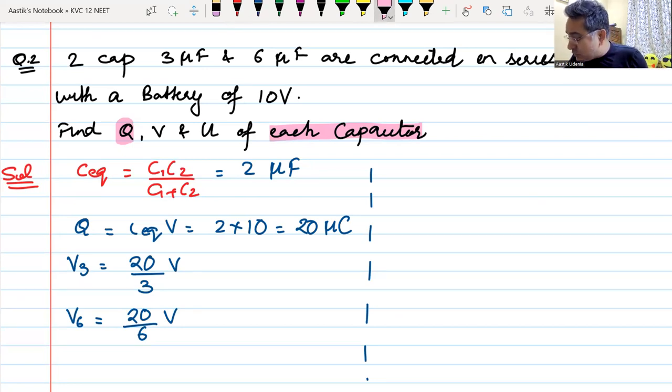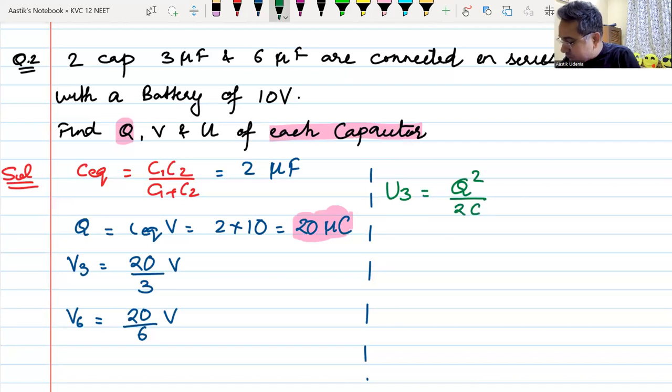Here, which formula will I use? I will just use a bit of common sense. Charge is the same in all. So, to find the energy stored in the 3 microfarad capacitor, I will use the formula Q square by 2C, because Q is the same.